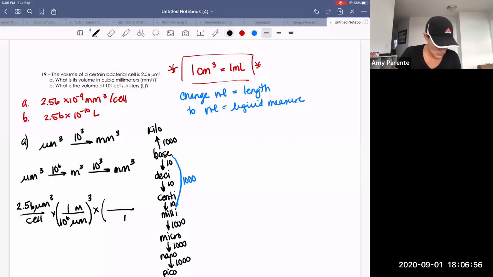Now I want meters to go away, and I'm going to go to millimeters. In this case, it's going to be 1000 different. And now I know that my 1000 goes on top. 1000 is 10 to the 3rd. And then my 1 meter goes here. But again, I've got to cube this.